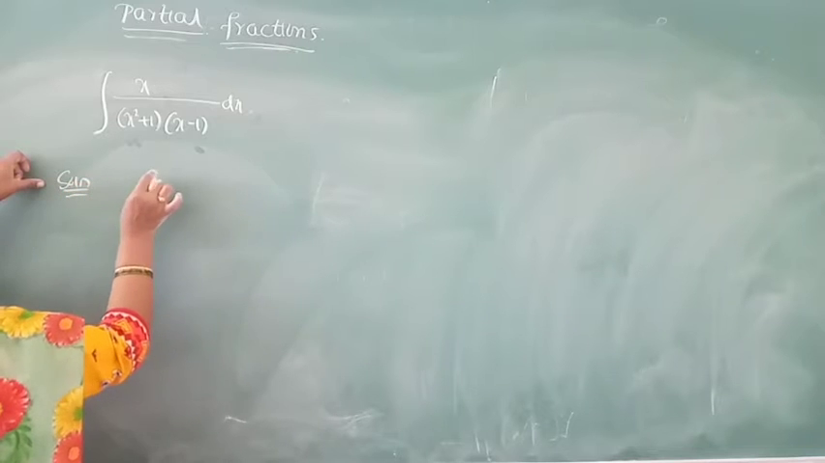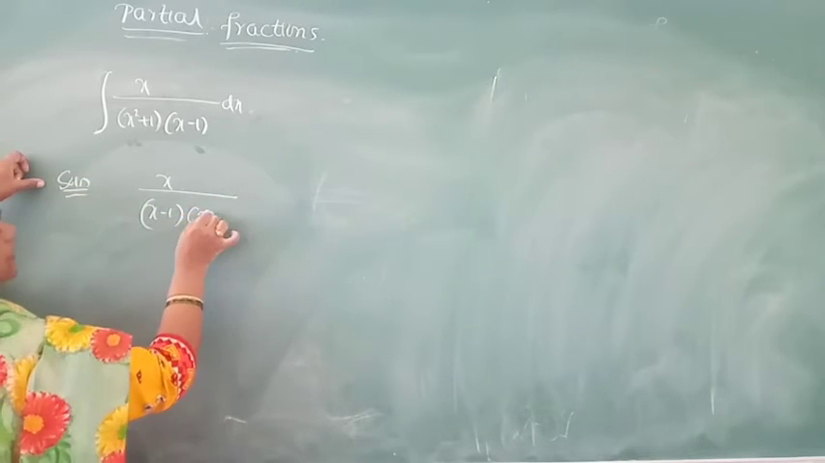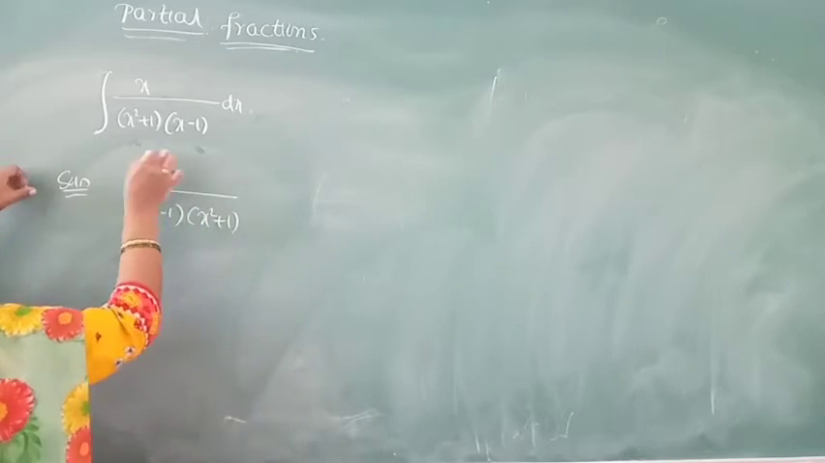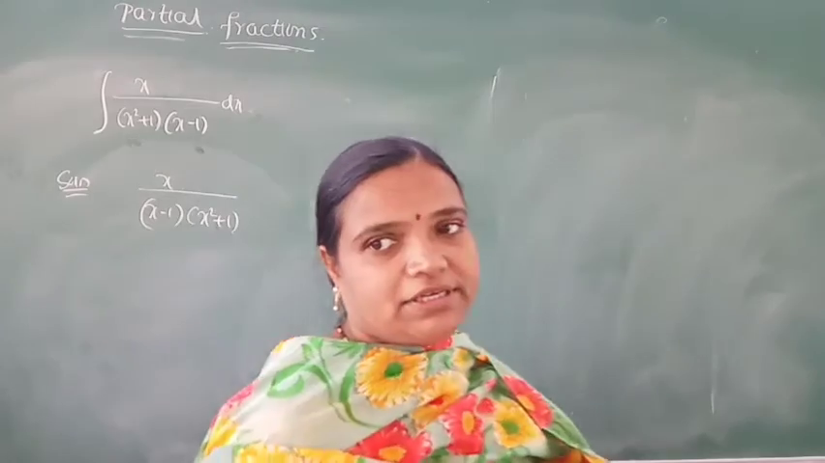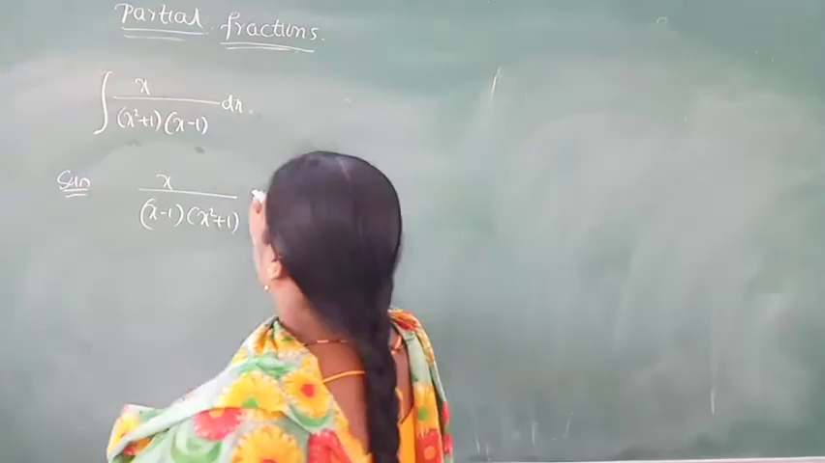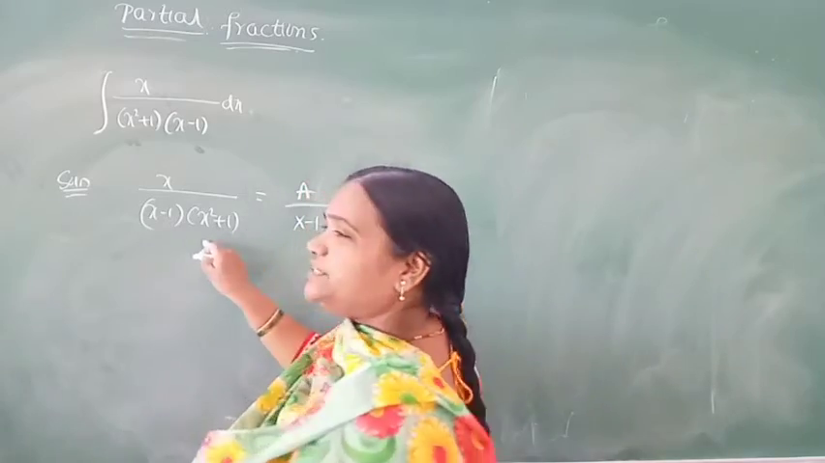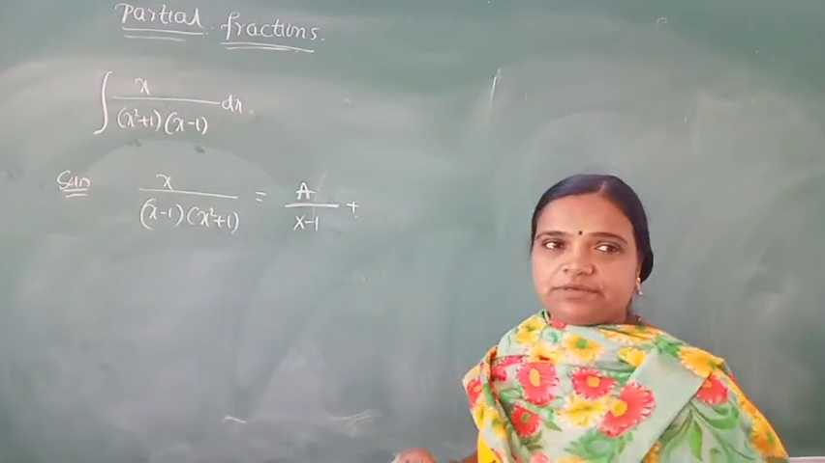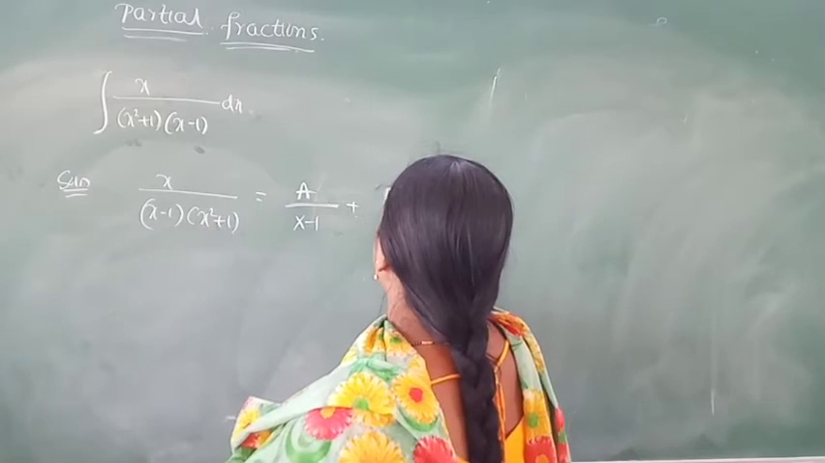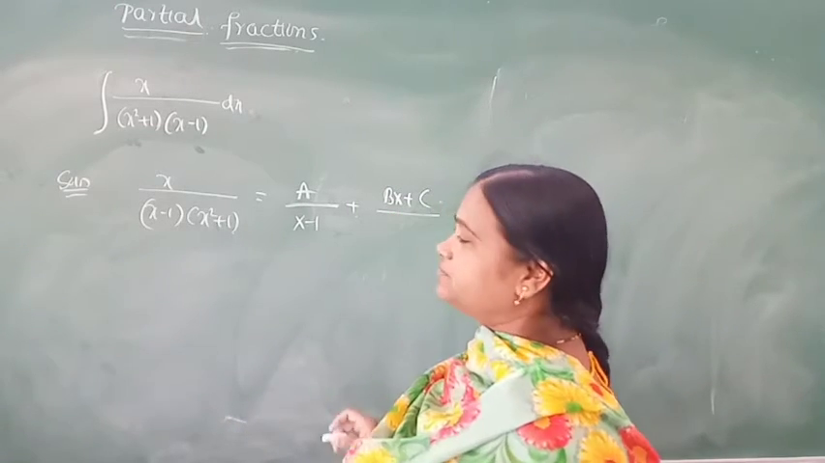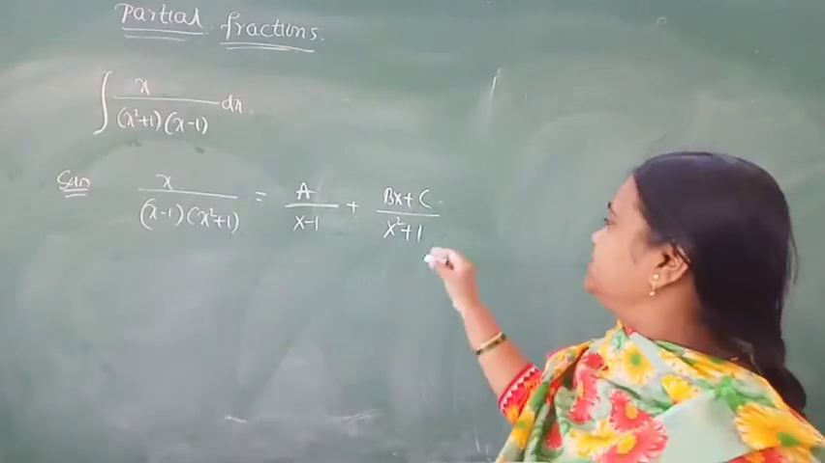I will rewrite this one as x divided by x minus 1 times x square plus 1. Both are similar, I will multiply a into b or b into a. First one I will write as a by x minus 1 plus, x square plus 1 is a non-factorizable quadratic factor. For that we have the formula, that is bx plus c divided by x square plus 1. All this is equation.